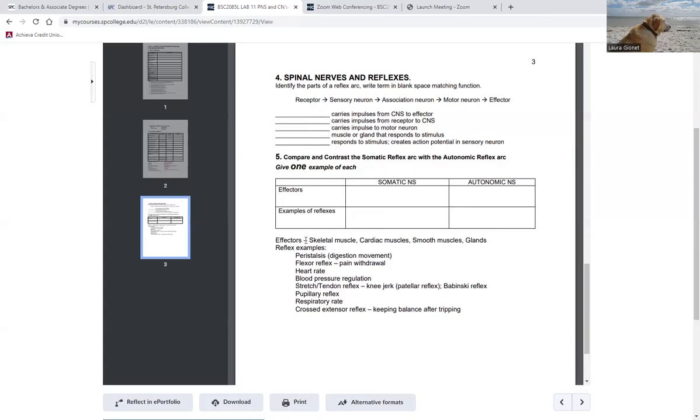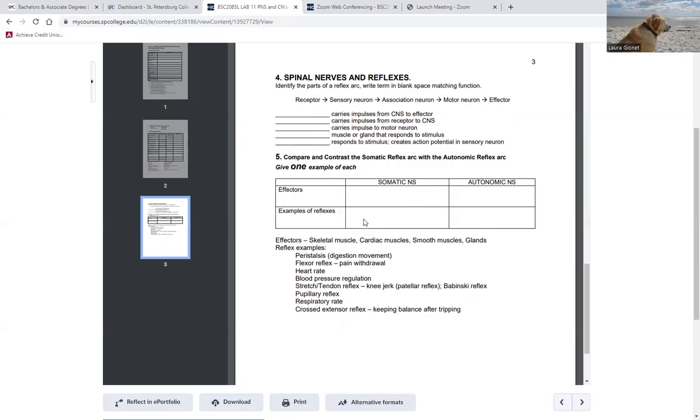Below, we have the effectors. So I tell you, you're either going to have skeletal muscle, cardiac muscle, smooth muscle, and glands. That goes into the effectors. So we can fill that in right now. Skeletal muscle goes into the somatic division, and cardiac, smooth muscle, and glands go into the autonomic nervous system. These are the organs that will respond to the motor neuron stimulus. It's the last component of your reflex arc.